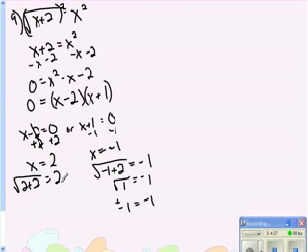2 plus 2 equals 2. 2 plus 2 is 4. Square root of 4 is 2. And that works. Sorry. So this is an answer.